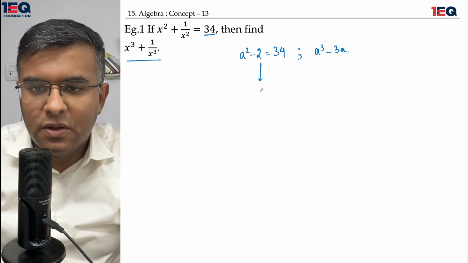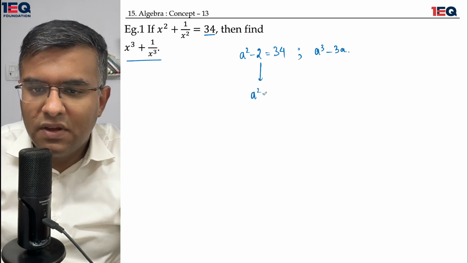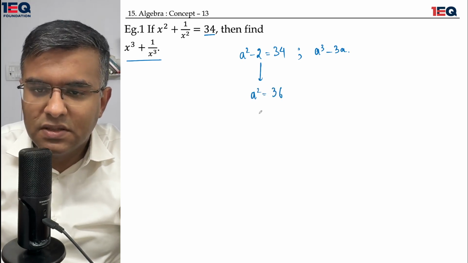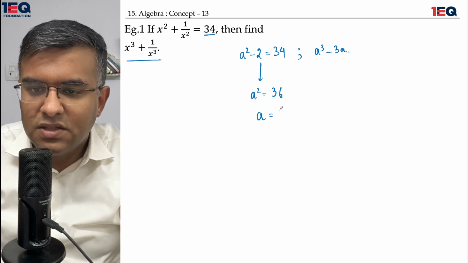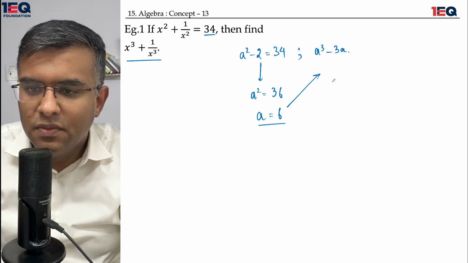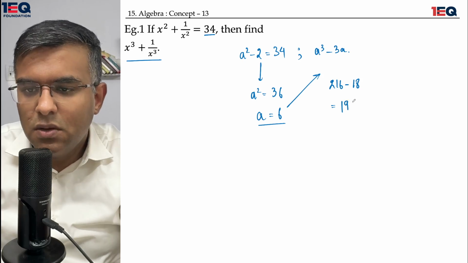Okay, I'll try to find out the value of a first. The value of a square is equal to 36 and the value of a is equal to 6. Now this being established, I'll take it here. A cube means 216 minus 3a means 18, which would give me my answer as 198.